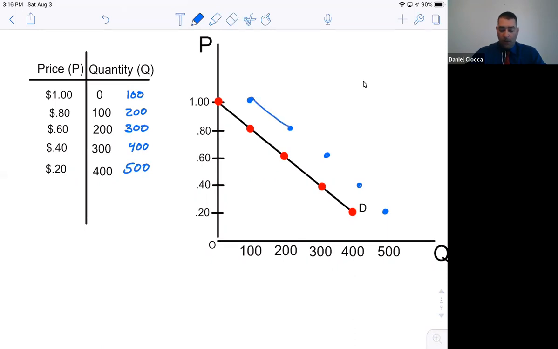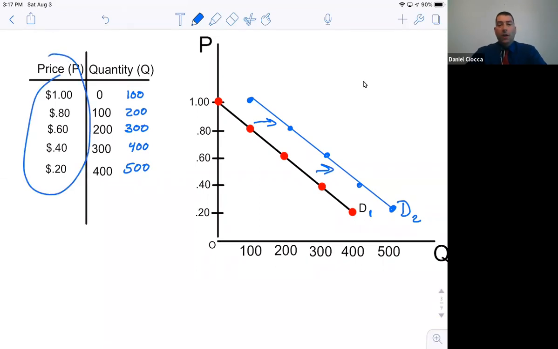So if I was to graphically illustrate this demand curve, I would probably end up with a demand curve that looks more like this. So if this was our first demand curve, this would be our second demand curve. And notice what's happened. The entire demand curve has shifted rightward. This didn't happen because of a change in price. This happened at every price.